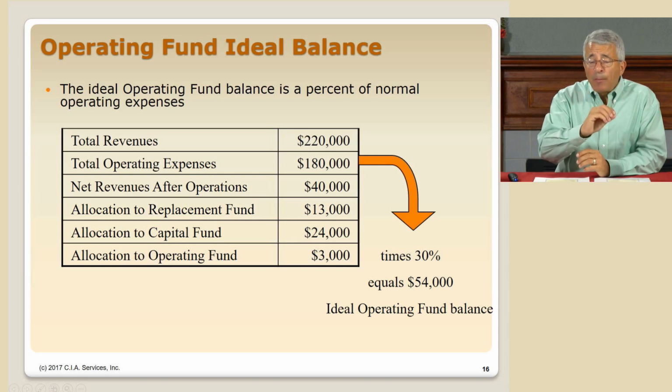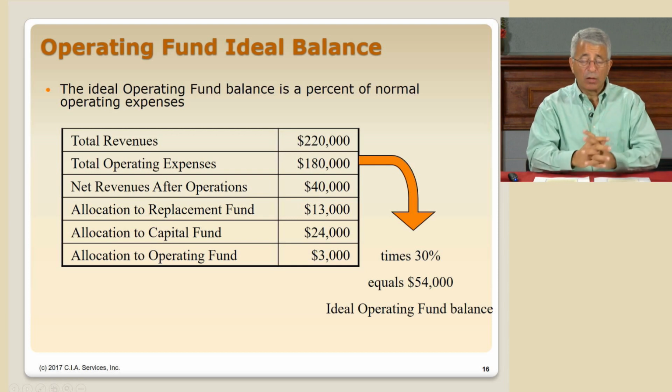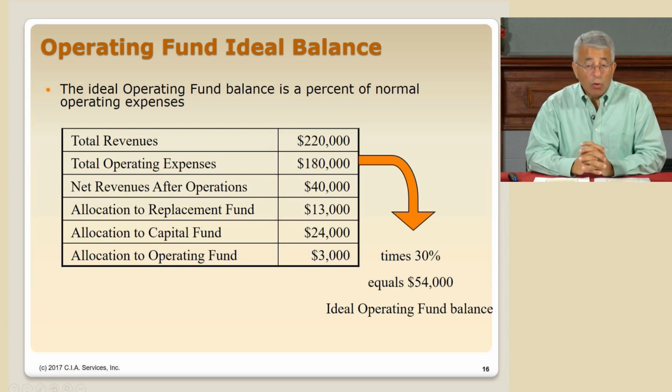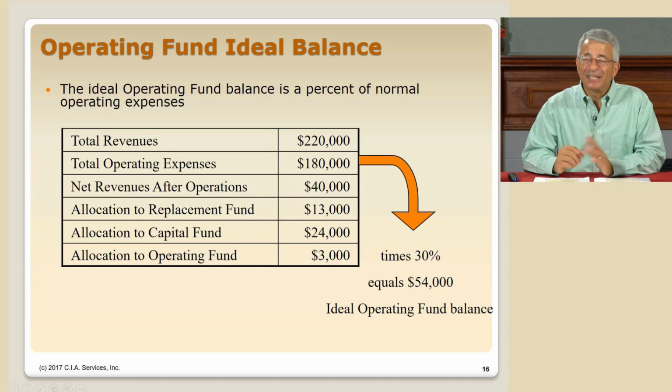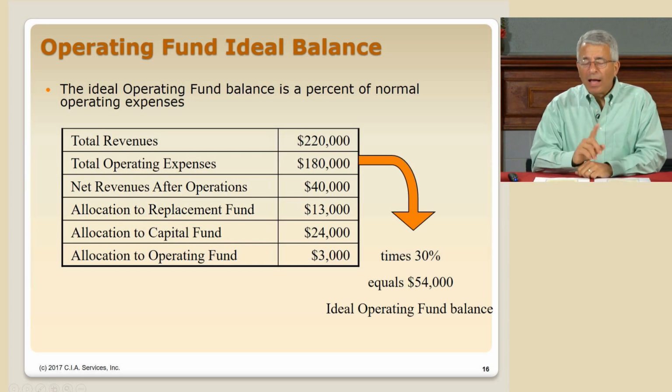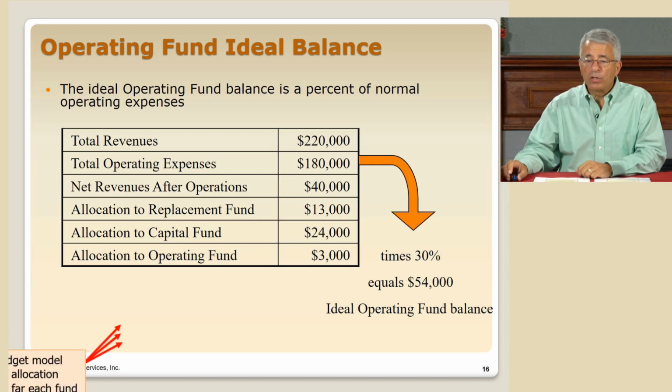So I've said the ideal balance is proportional to those normal operating expenses. In this example, we're using 30% as the target for the character of this particular community. So 30% times $180,000 is $54,000. Boom, that's it. You're done with the calculation. I'm going to show you a little bit more on this slide. We'll get more to it later, so don't get too concerned about what you're going to see here.